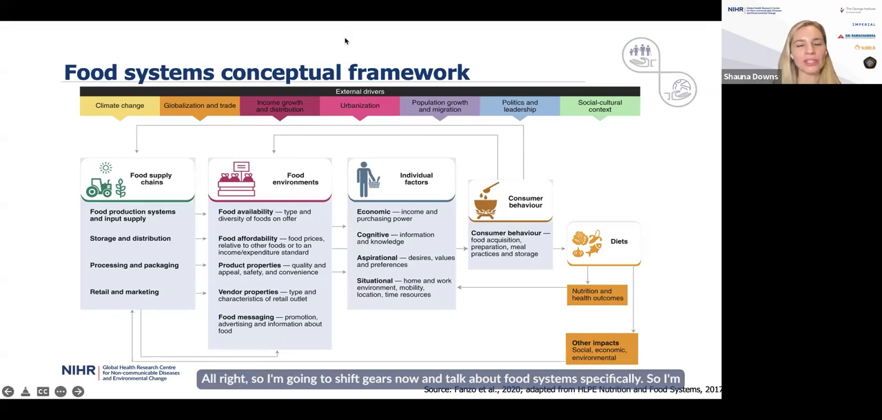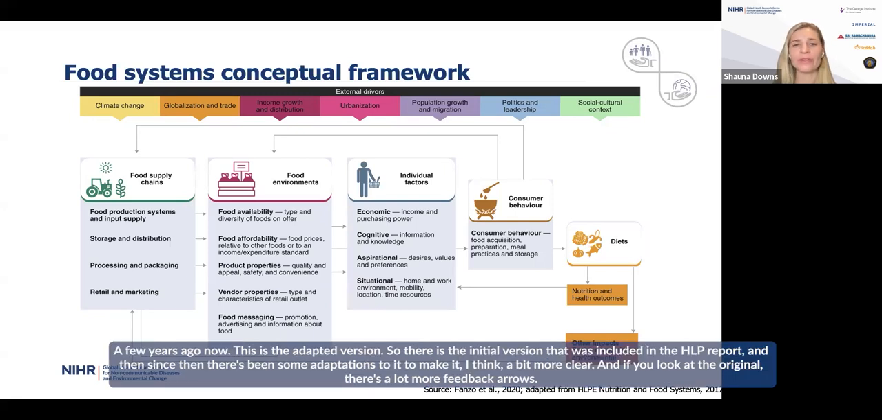All right, so I'm going to shift gears now and talk about food systems specifically. So I'm imagining that most of you have seen this conceptual framework. This is the food systems framework from the high-level panel of experts report on nutrition and food systems from a few years ago now. This is the adapted version. There is the initial version that was included in the HLPE report, and since then there have been some adaptations to make it, I think, a bit more clear.